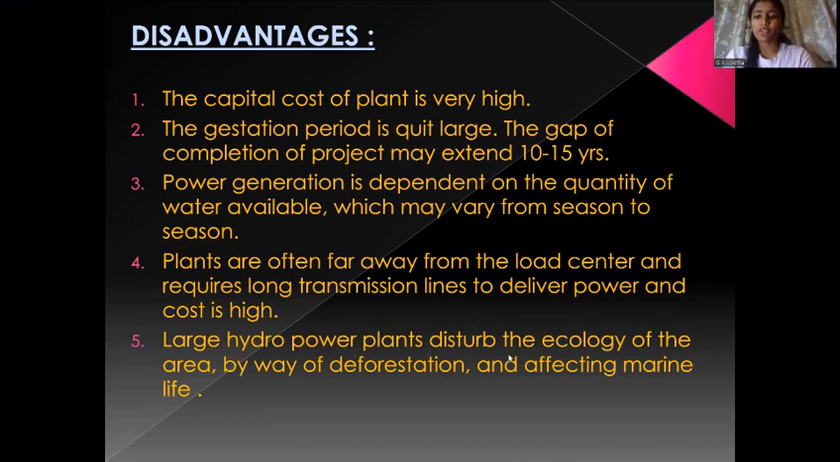Large hydropower plants disturb the ecology of the area, causing deforestation and affecting marine life. Sometimes it may also cause the killing of marine life, and it destroys the marine ecosystem, where a few animals even die due to the construction or during the period of construction. Maybe there are a few disadvantages, but compared to the disadvantages, there are most of the advantages, from which we can get a lot from the hydroelectric power plant.